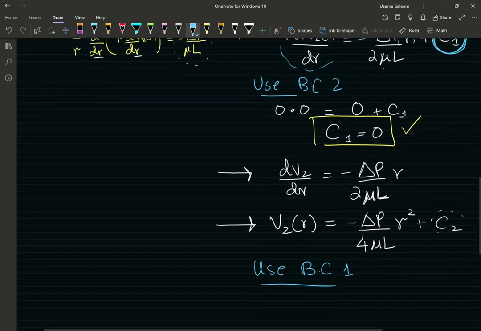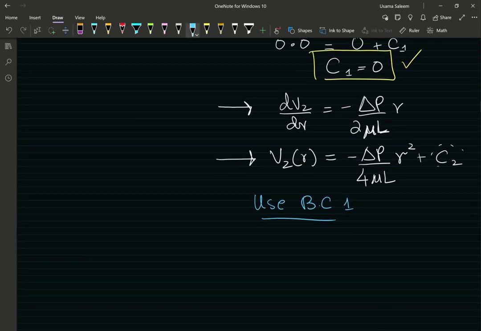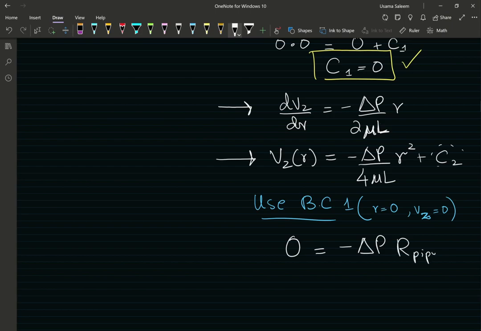Okay, so I know my boundary conditions. Condition 1 says that at r equals 0, the fluid is not moving: no slip. We're going to talk more about no slip in the upcoming videos, don't worry. So this means that the left side goes to 0, and the right side becomes equal to... R is now at R equals R pipe.